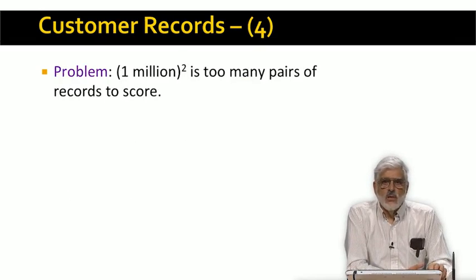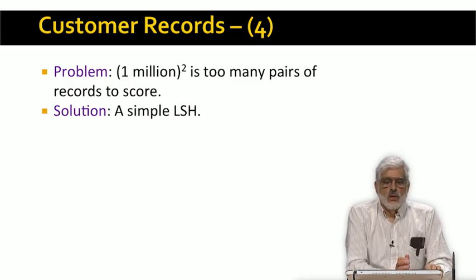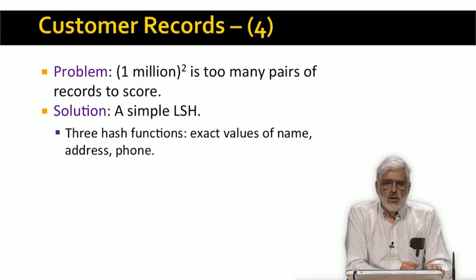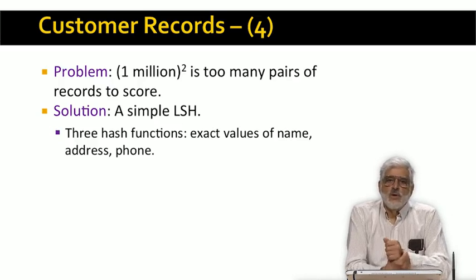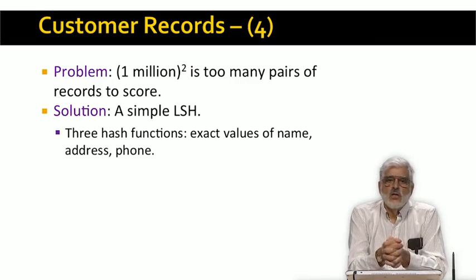Okay, so as I mentioned, we can't afford to score all trillion pairs of records. So I devised a really simple form of locality-sensitive hashing to focus on the likely matches. Here we used exactly 3 hash functions. One had a bucket for each possible name, the second had a bucket for each possible address, and the third had a bucket for each possible phone number.